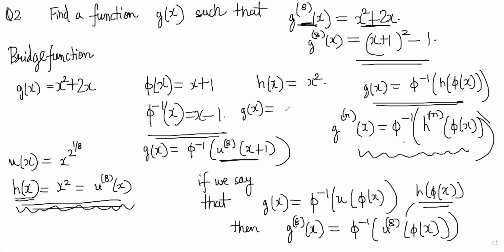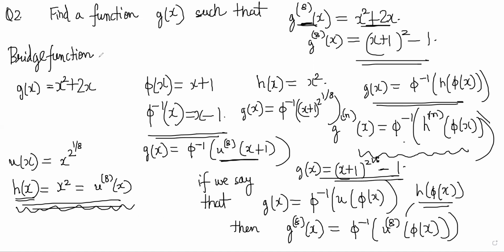G of x will start looking like phi inverse of x plus 1 to the power 2 power 1 by 8, right? And that basically looks like phi inverse of that is x plus 1 to the power 2 power 1 by 8 minus 1. So I'll do that in the next screen properly. Like right now it is a little confusing. So what we are saying is that the original function f of x was x square plus 2x, right? And not f of x, let's call that g of x.